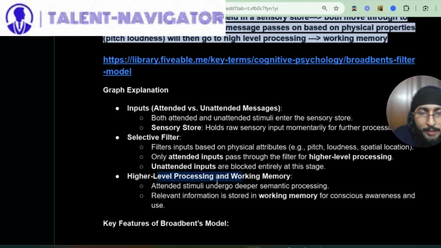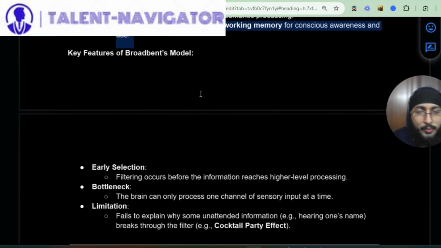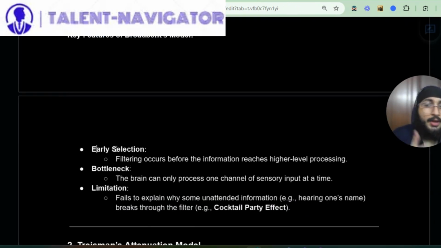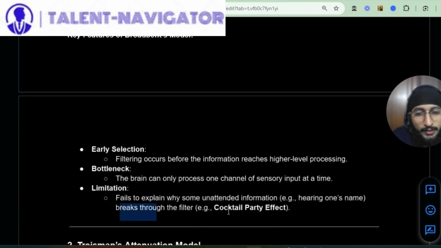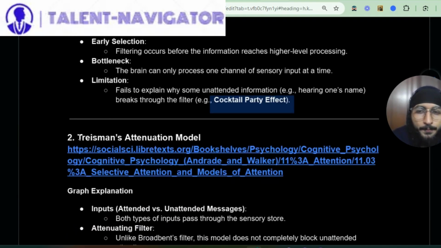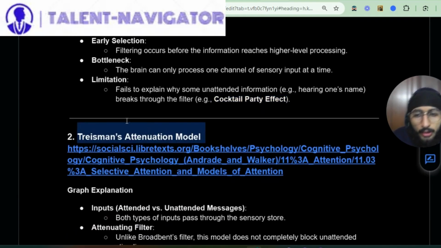Now high level processing and working memory. Attended stimuli undergo deeper semantic processing. Relevant information is stored in working memory for conscious awareness and use. Now some key features of the Broadbent model, which we just discussed above. Early selection: filtering occurs before the information reaches high level processing. Bottleneck: the brain can only process one channel of sensory input at a time. And the limitation is that it fails to explain why some unattended information, like hearing one's name, breaks through the filter, like the cocktail party effect. We move on to Treisman's attenuation model.